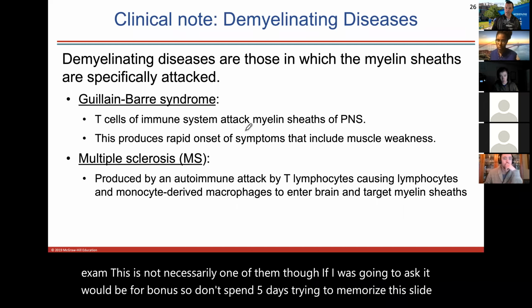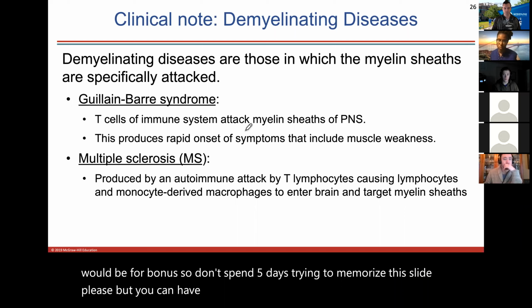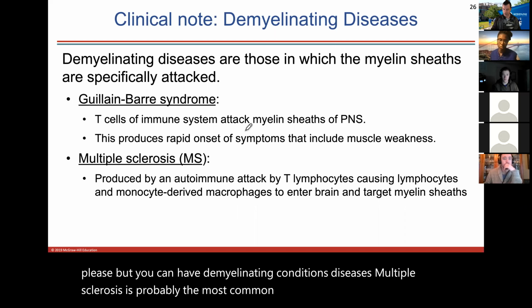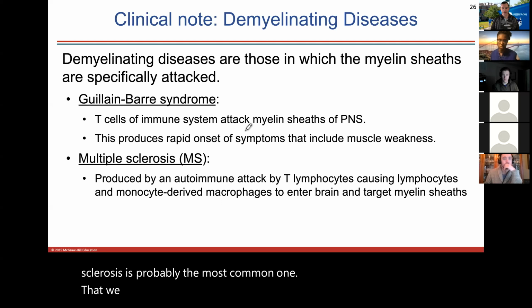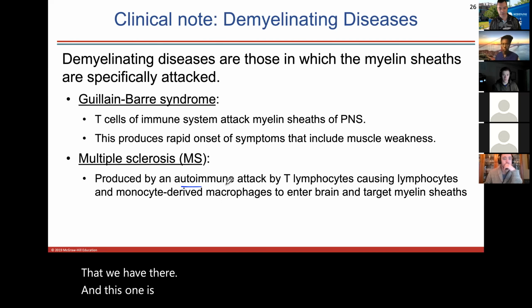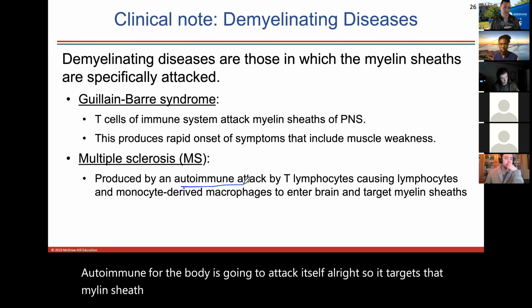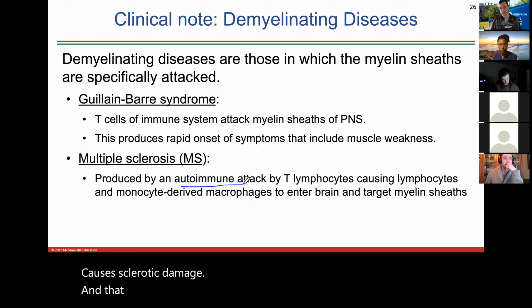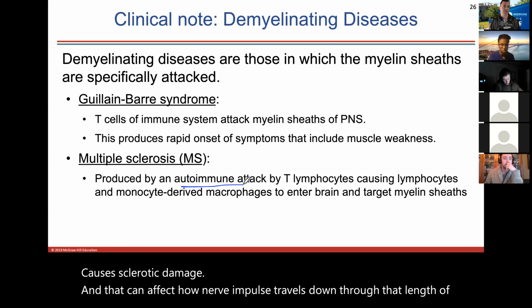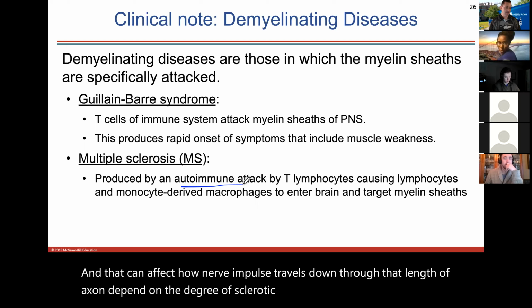But you can have demyelinating conditions, diseases. Multiple sclerosis is probably the most common one that we have there. And this one's an autoimmune disorder. Okay, it's autoimmune, so the body's going to attack itself. It targets that myelin sheath and destroys it, causes sclerotic damage, and that can affect how a nerve impulse travels down through that length of axon. Depending on the degree of sclerotic change depends on if an impulse, an action potential, gets through it at all.